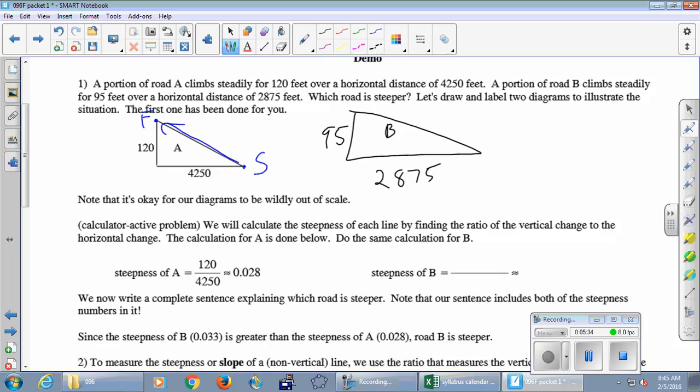The steepness of A, we're just defining steepness to be the vertical change over the horizontal change, 120 over 4250. And if you type that into your calculator, you get about 0.028. Let's try the same thing for the steepness of B. Upstairs is the vertical change. What number is that? 95. Downstairs is the horizontal. 2875. Somebody with a calculator, 0.033.